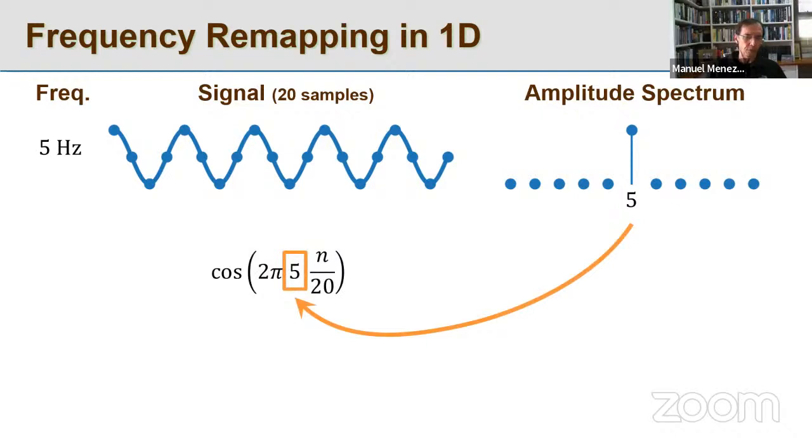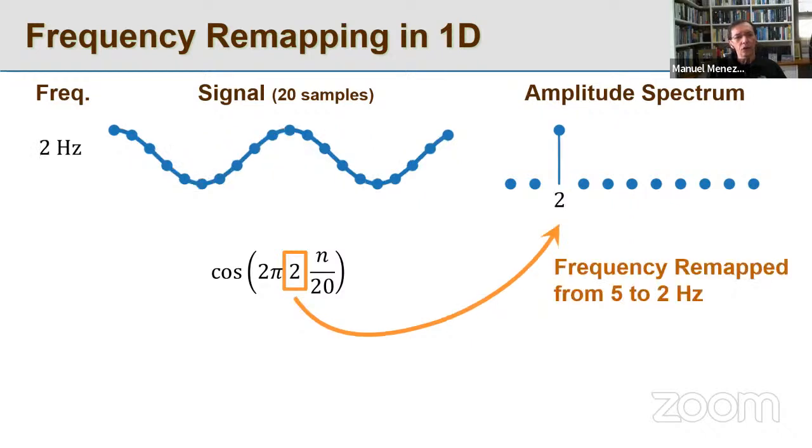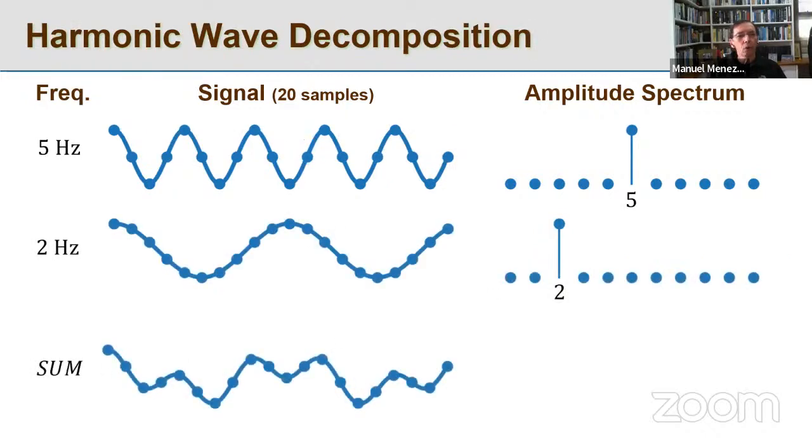If we would like to obtain from this representation, say, a lower frequency wave, let's say a 2 hertz wave, all I have to do is replace the frequency. And if we have multiple harmonic waves here, their sum will correspond to the sum of the amplitude spectrum. And this is very clean and nice. We can easily detect those individual waves.